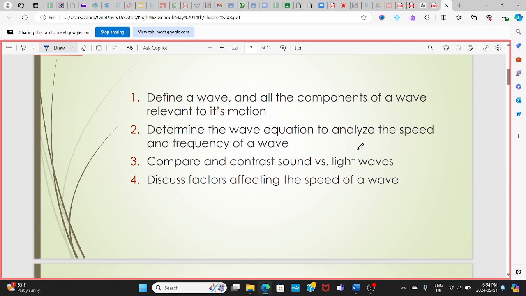In grade 12, you will work more on light waves. Light can be treated as a wave or a particle. You will see that in grade 12. Discuss factors affecting the speed of a wave.